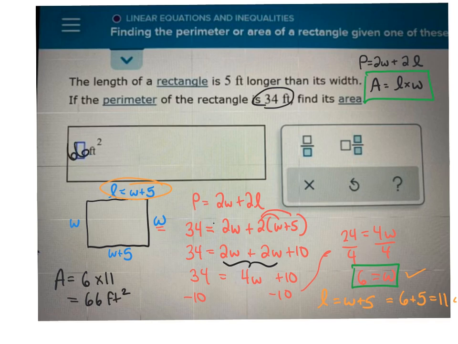There is also a possibility where you have the area first. In that case, you would start with the area first. You'd plug it in first like we did here for perimeter, and then you would use the perimeter to finish up. So it could work both ways depending on the problem in this section.